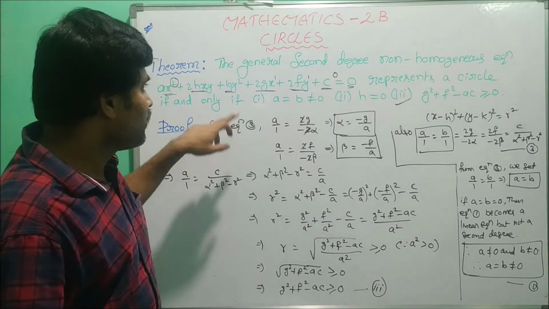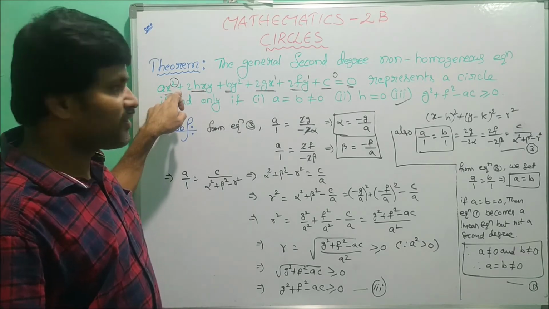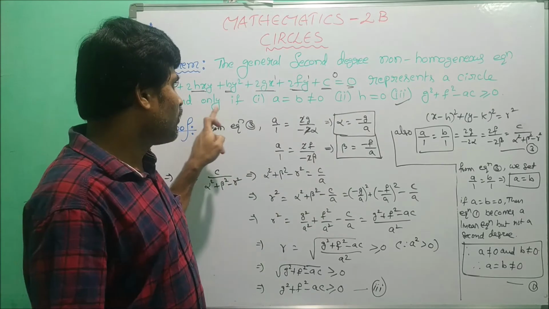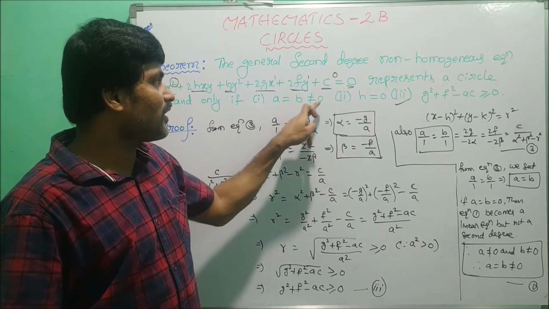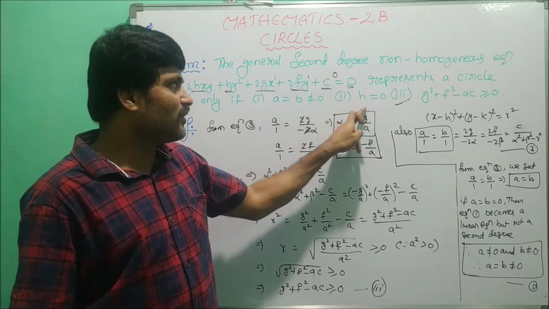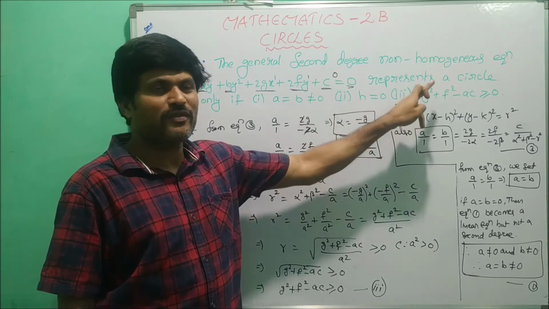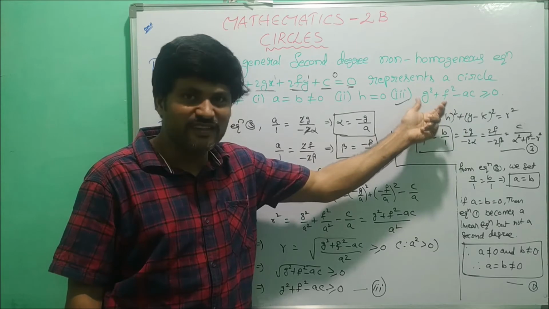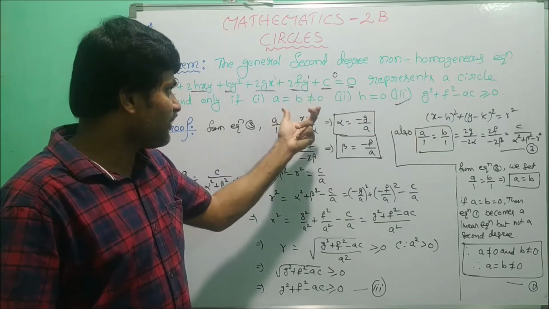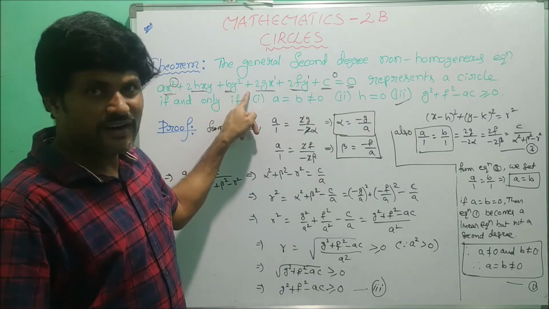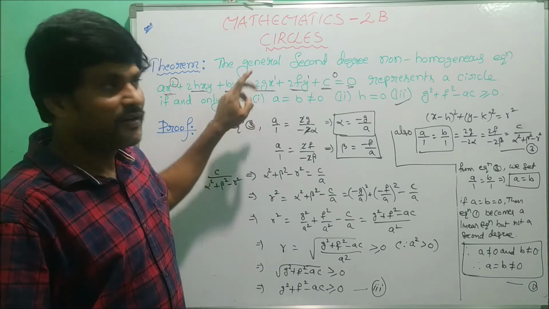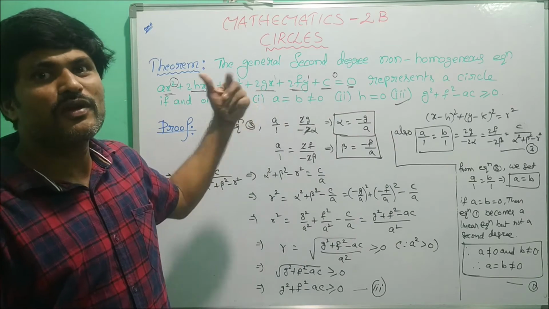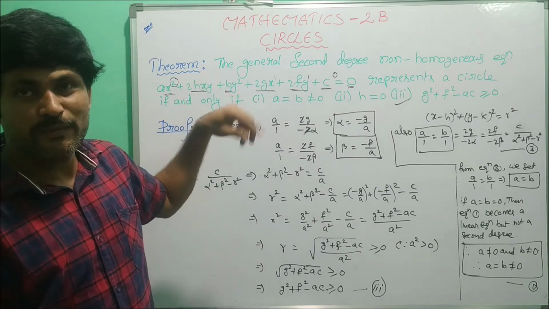Now we assume this second degree equation represents a circle. Then we prove that a equal to b is not equal to 0. This is condition 1. h equal to 0. This is condition 2. g square plus f square minus ac is greater than or equal to 0. This is condition 3. So these three conditions hold. Then the second degree equation represents a circle. Now conversely, we assume that these three conditions hold for a second degree equation. We will prove the second degree equation represents a circle.